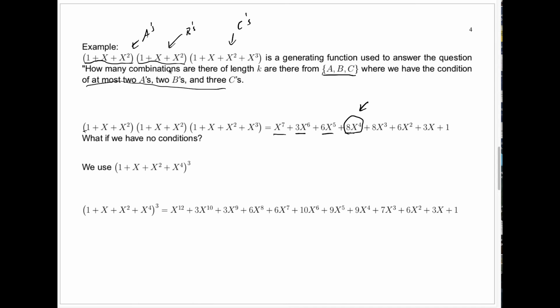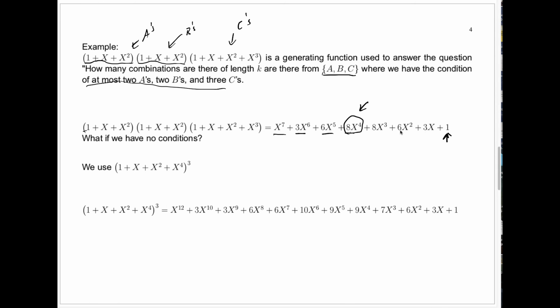But this one generating function answers literally 8 different questions. Some trivial. How many combinations are there of length 0? The answer is 1. Just don't take anything. How many combinations of length 1? Well, there are 3. There's the A, there's the B, and there's the C.